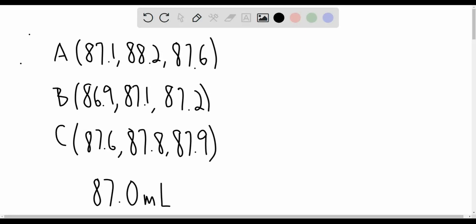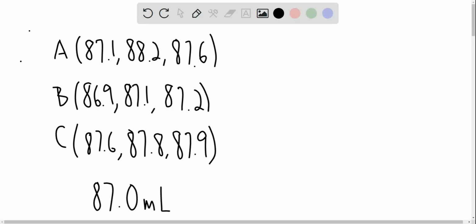Hi. So this question is asking you to comment on the precision and accuracy of some students' results that are given. We have three students, A, B, and C, and you have to compare it to the true volume, which is 87.0 milliliters.